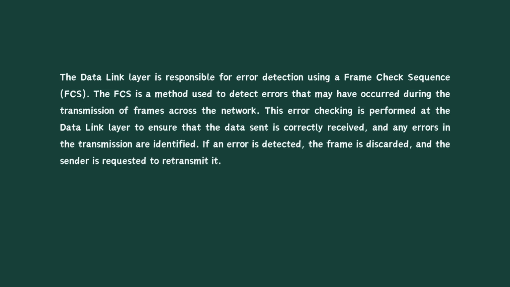The data link layer is responsible for error detection using a frame check sequence. The FCS is a method used to detect errors that may have occurred during the transmission of frames across the network. This error checking is performed at the data link layer to ensure that the data sent is correctly received, and any errors in the transmission are identified. If an error is detected, the frame is discarded and the sender is requested to retransmit it.